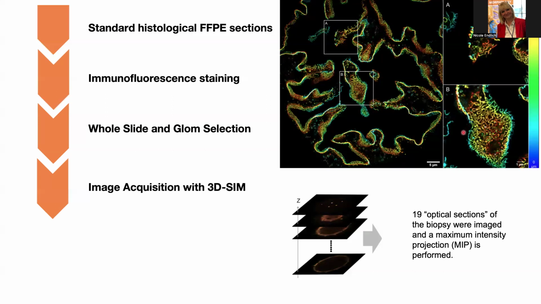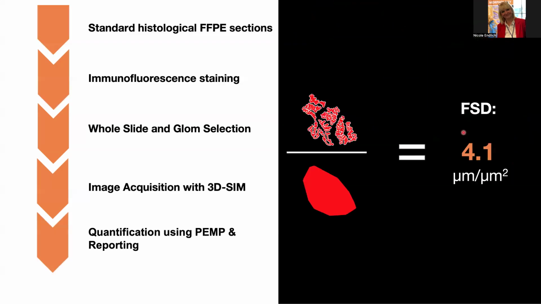Now, the next step is that we make a measurement. You take the length of the filtration slit, which you have seen in the green color before, and you divide this by the area where the podocyte foot processes are located. This is the so-called filtration slit density, and the value here, as an example, is 4.1 micrometer per square micrometer.